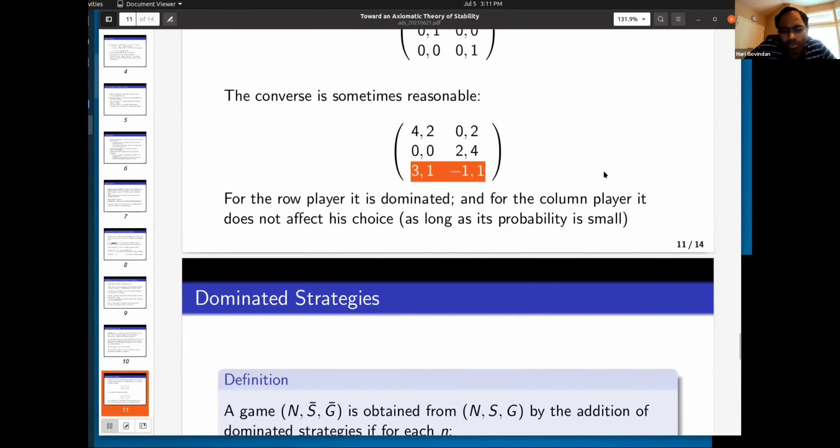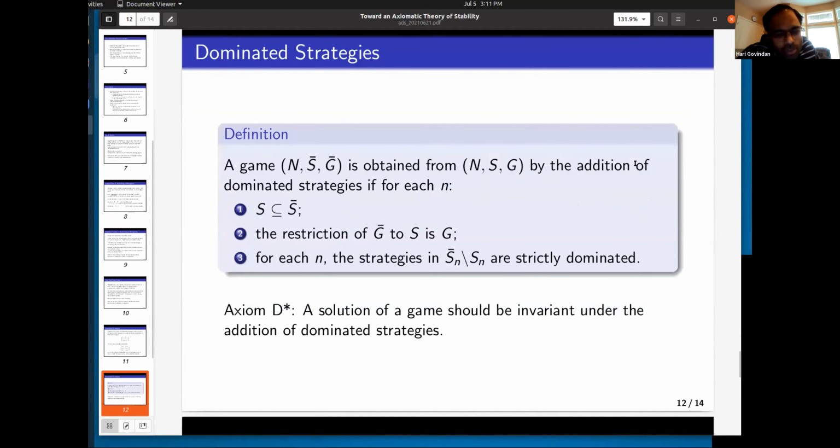Okay. So I'm going for something like that. But to begin with, I'm going for something even stronger than that. And I say, well, what if we insist that adding dominated strategies should not change solutions? Well, let's look at that axiom.